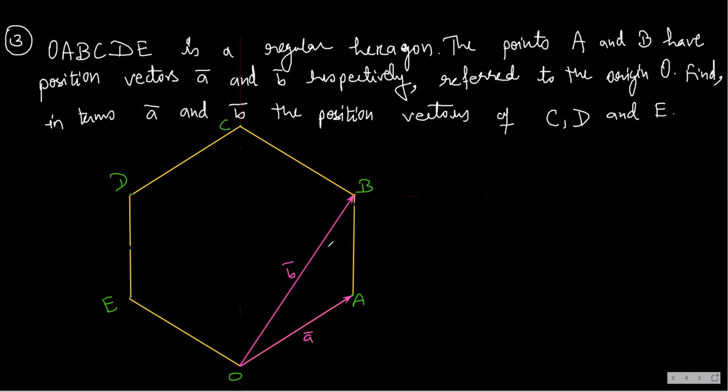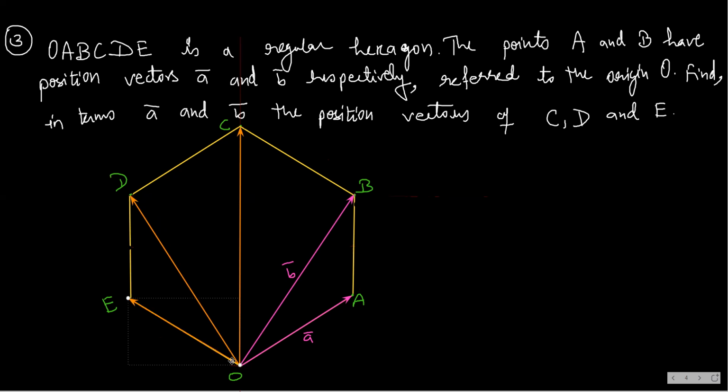The point to be noted here is that the position vectors of points A and B which they give, as A bar and B bar, are referred to the origin O. So this one vertex of the regular hexagon also happens to be the origin. Further, they say find in terms of A bar and B bar the position vectors of C, D and E. So I have to find the position vector of C with respect to O, of D with respect to O, and of E with respect to O.